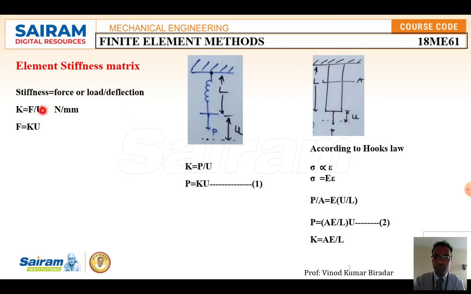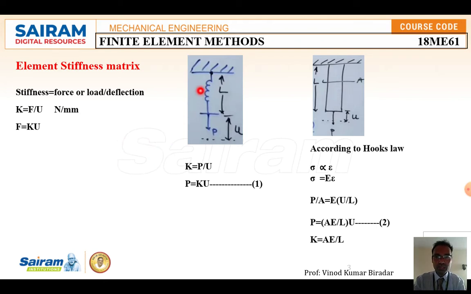Normally stiffness is denoted by capital K, which is equal to force divided by displacement. U stands for the displacement. Some books denote it as Q. So formally, force is equal to K into U. We are going to use this formula everywhere to formulate the stiffness of the bar element, truss element problem or beam element problem.